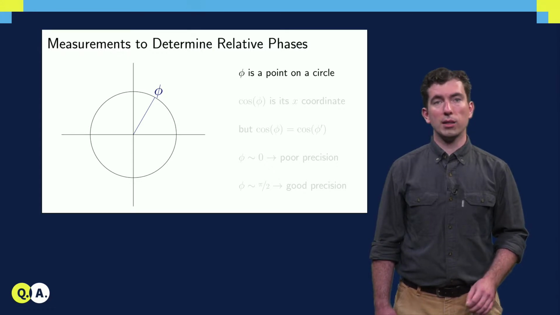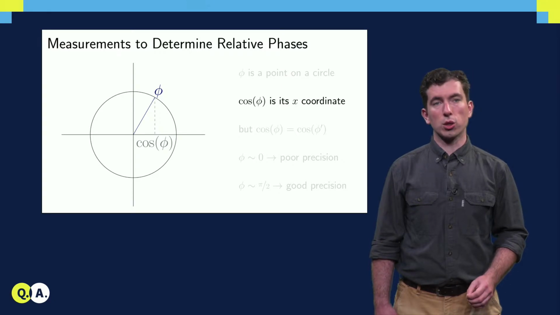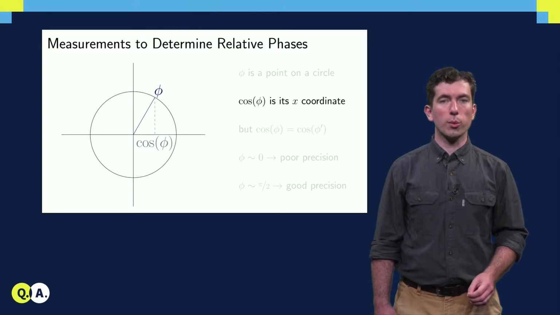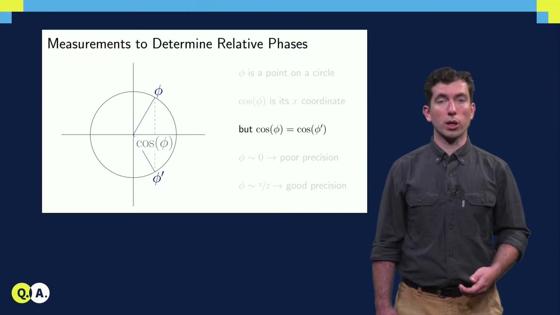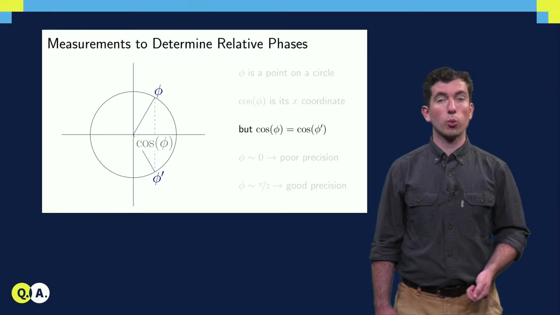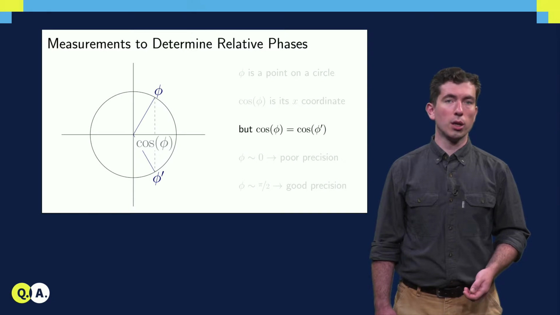Now, phi is a point on a circle, and the cosine of phi is the x-coordinate of phi, just on the x-axis there. Already we can see one of the problems with doing a cosine of phi measurement on its own. There's another angle phi prime with the same cosine as phi, making it impossible to tell the difference between them with only these measurement results.